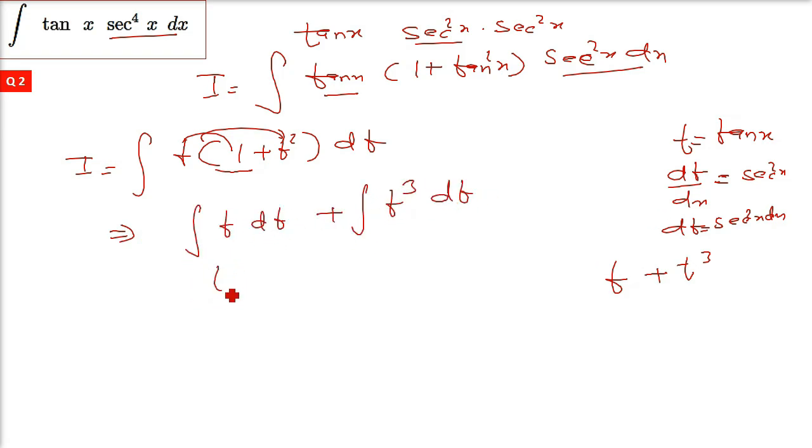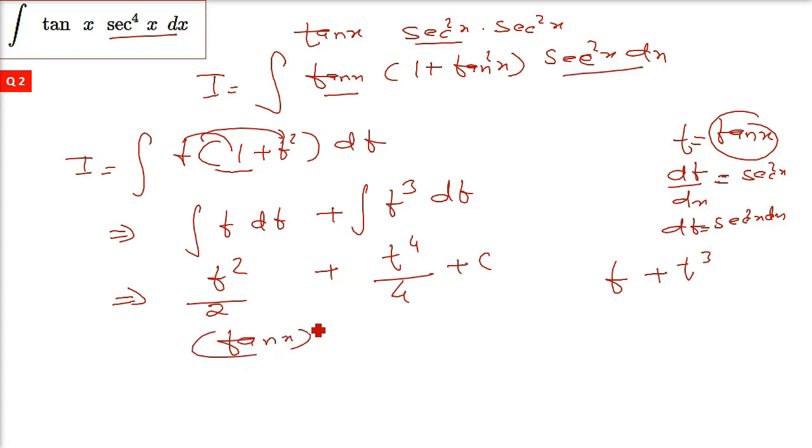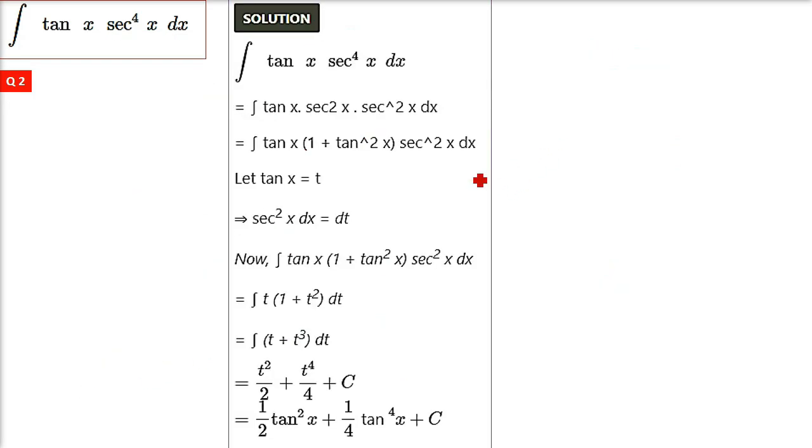T will be t square by 2. T cube will be t raised to 3 plus 1 divided by 3 plus 1, that is t raised to 4 by 4, plus constant of integration. And what was t? Initially we have taken it as tan x. Now replace this: tan square x divided by 2, plus tan x to the power 4 by 4, plus constant of integration. That's your final result. So this is how we are going to go about it. And the main thing is, if you are convinced enough that we can change this sec raised 4x into sec square x into sec square x, then it's easier for you.